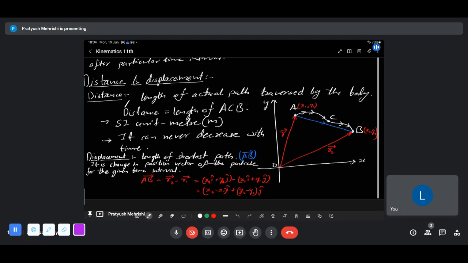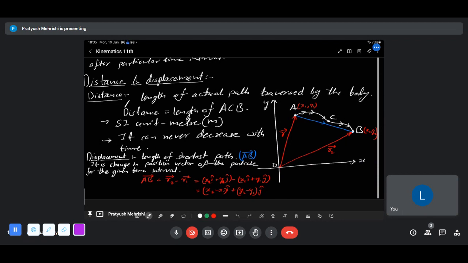Its SI unit is meter, and distance is a scalar quantity. It can never decrease with time, because it is a scalar quantity. It has nothing to do with the direction. Distance can be in any direction, and it will always be the same in meters. You do not have to specify the direction while explaining distance alone.